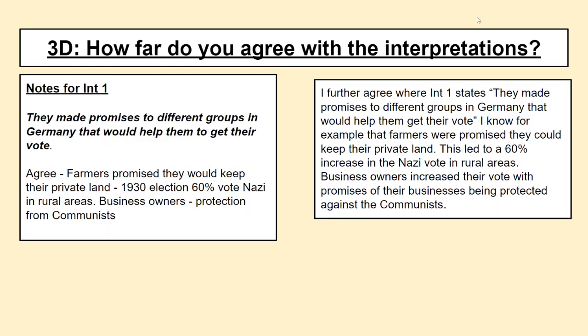The next part is looking at different groups again. So I further agree where interpretation 1 states they made promises to different groups in Germany that would help them get their votes. I know, for example, that farmers were promised that they could keep their private lands. This led to a 60% increase in the Nazi vote in rural areas. Business owners increased their vote with promises of the businesses being protected against the communists.